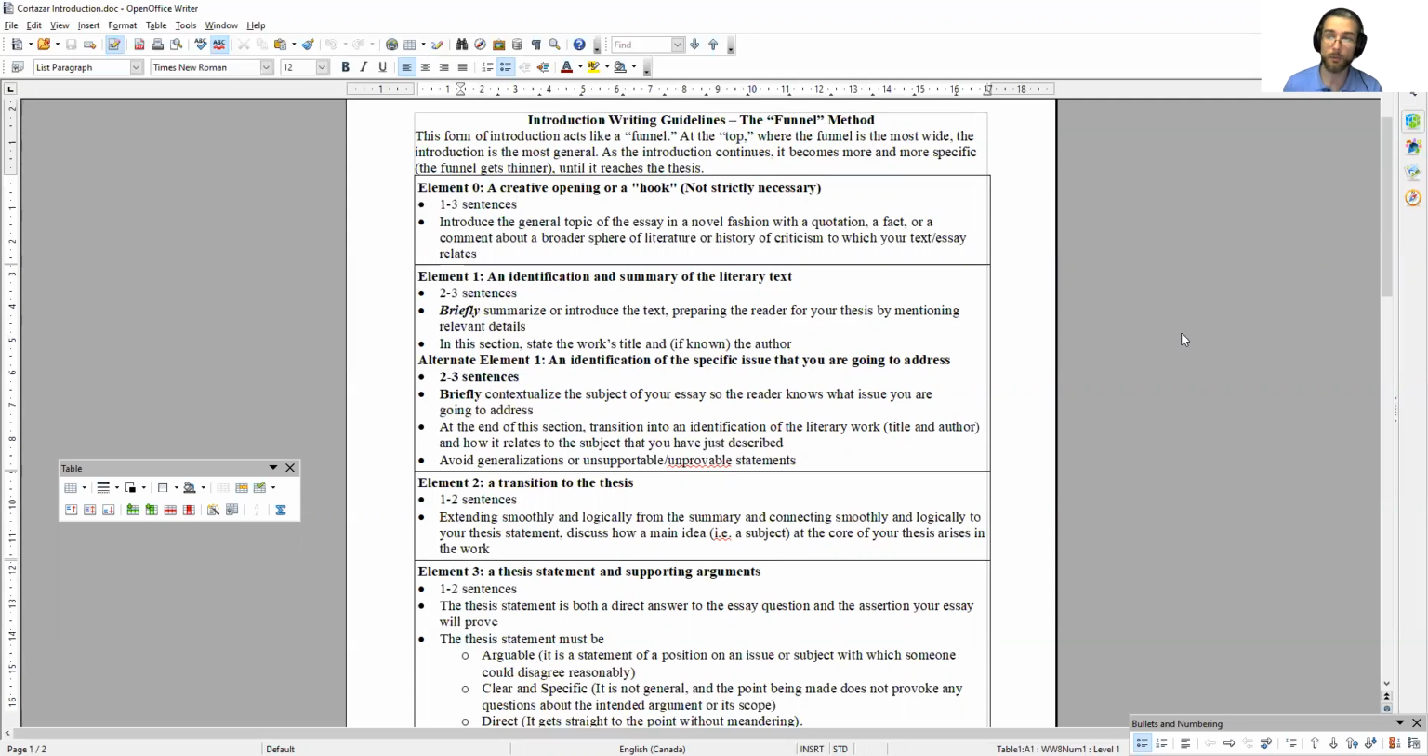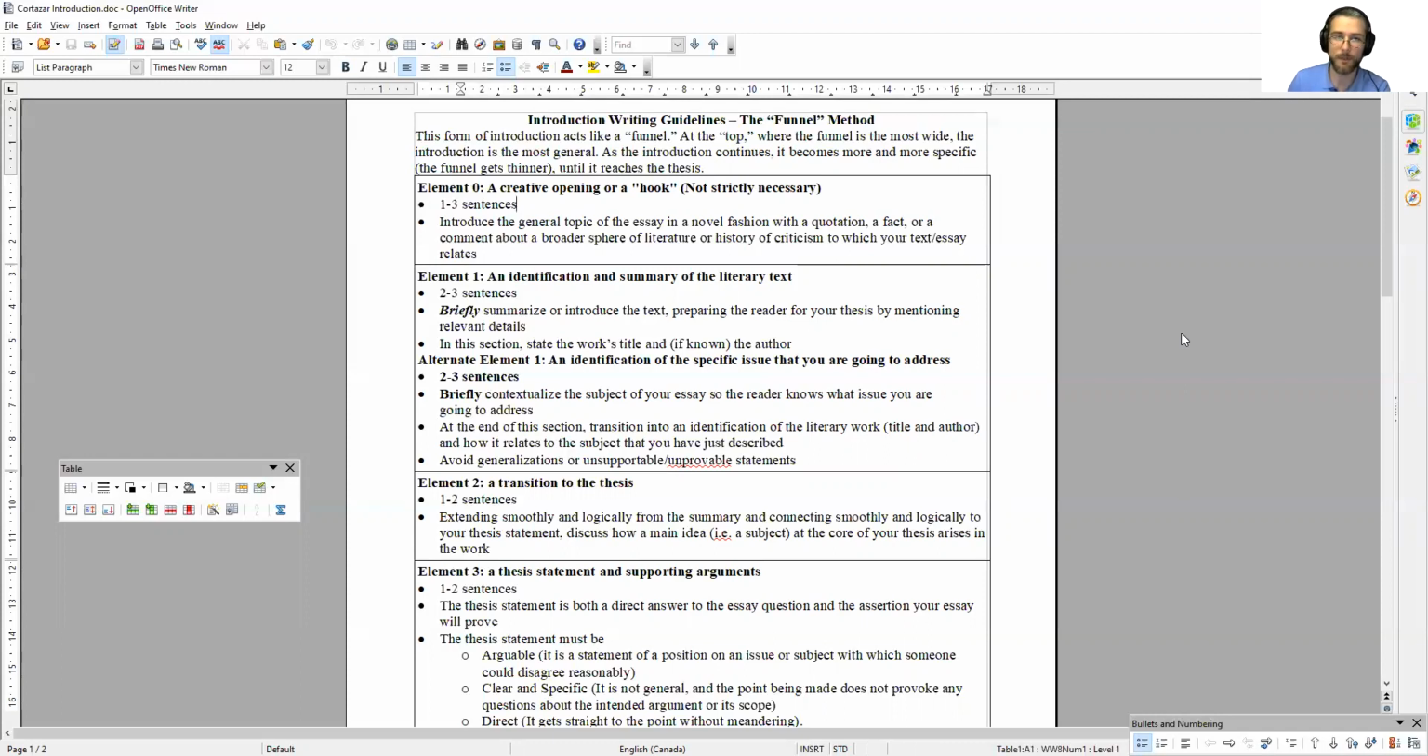That connection transitions into element 1. And it's listed as element 1 because it's the first necessary element, as opposed to element 0, the creative opening or hook. Element 1 is an identification and summary of the literary text, or an alternative, an identification of the specific issue that you're going to address. And we'll look at these two possible kinds of elements for the next section of your introduction, the next 2 to 3 sentences.